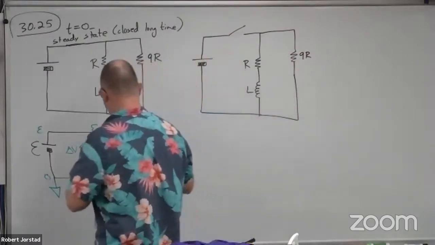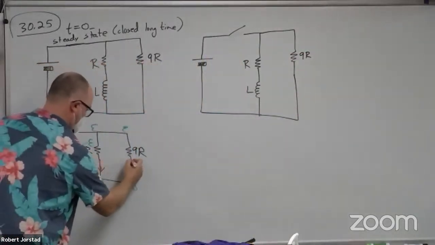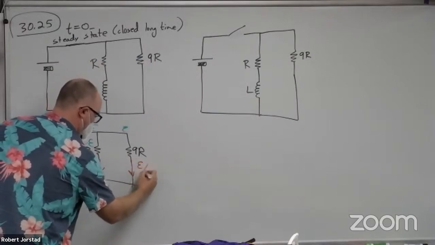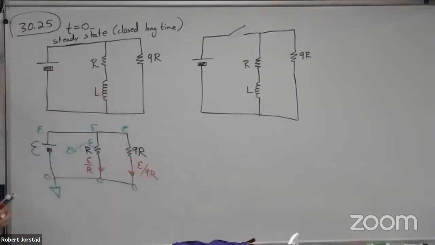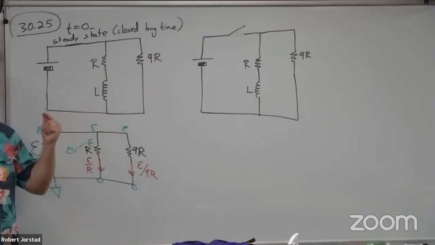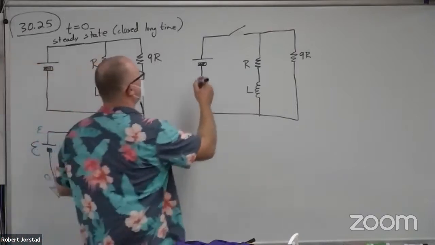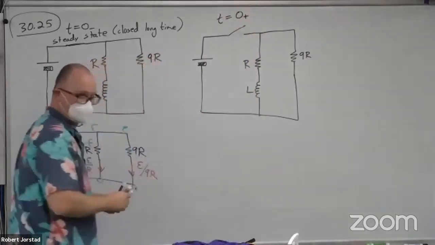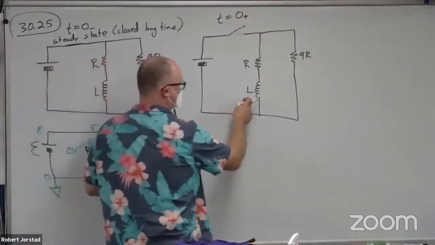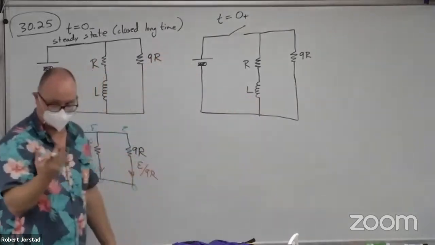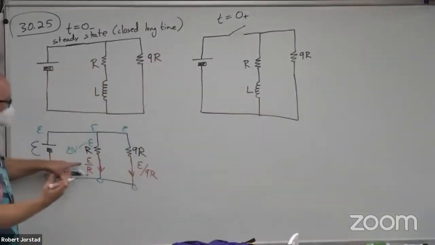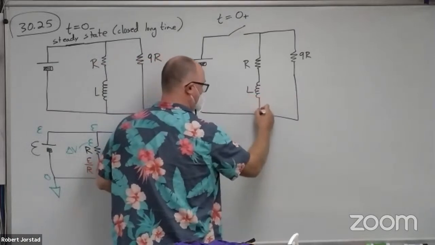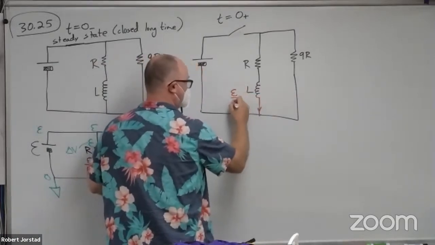Now, you know what? I'm going to do one more thing. Do you agree the current in this one is E over 9R? Right? Well, just watch what happens. When you open the switch, something changes. Agreed? What does the inductor preserve? Current. So what is the current through the inductor? Zero. No. What does the inductor preserve? It's E over R. That's what we've got to lock in, right?